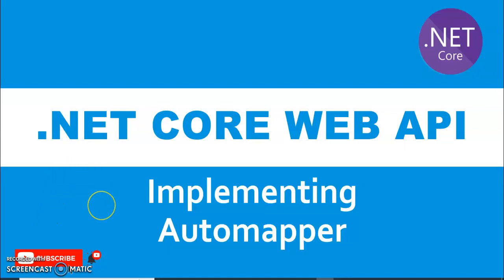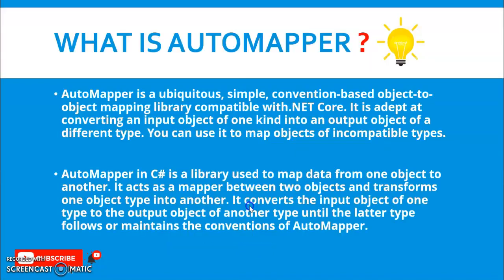Today we are going to discuss AutoMapper and see how to implement it in our .NET Core Web API. So what is AutoMapper? AutoMapper is a ubiquitous, simple, convention-based object mapping library that is compatible with .NET Core. What it does is convert one object to another object easily. The AutoMapper library is used to map data from one object to another. It acts as a mapper between two objects and transfers one object type to another. It converts the input object of one type to the output of another type of object.